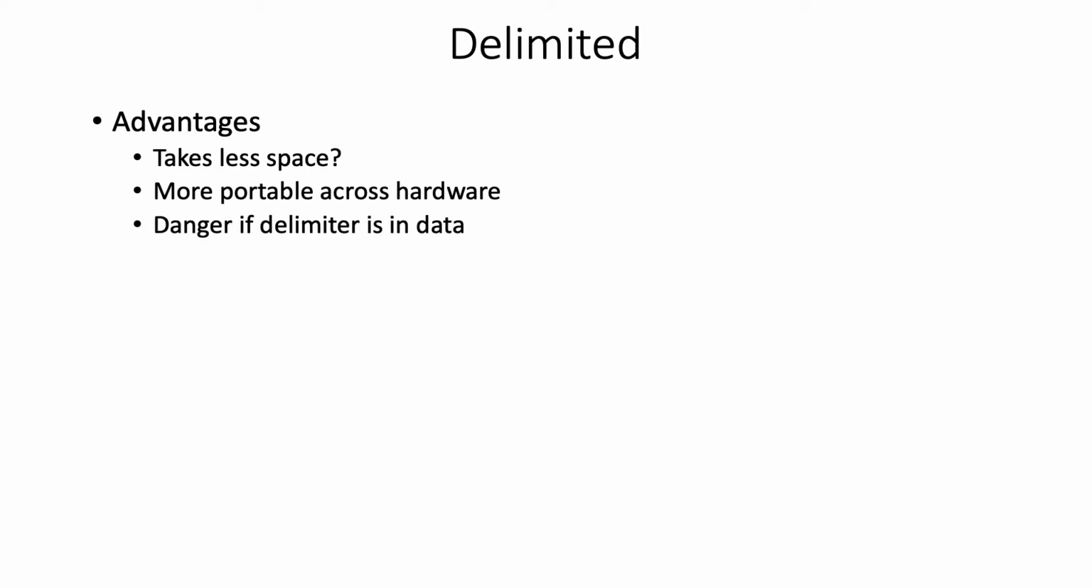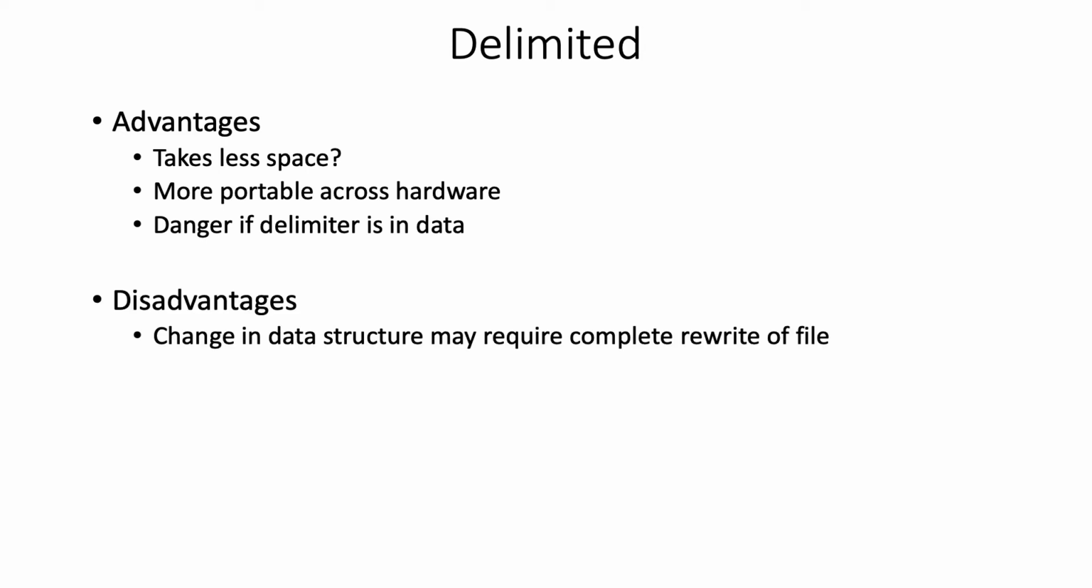It takes less space if you've got a lot of blanks, like we had with Applegate. It may take more though, because if you don't have many blanks, you're going to have added all those extra delimiters. It's more portable across hardware because there are many programs that know how to read delimited data, particularly Excel. The danger is that if the delimiter is in the data, you've got deep problems.